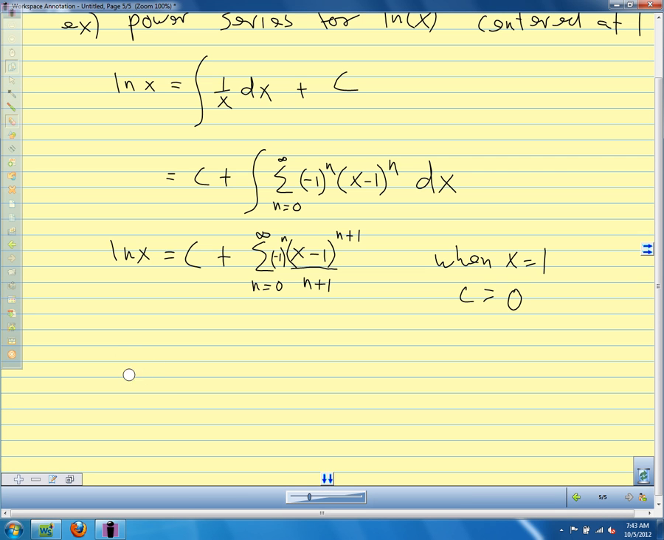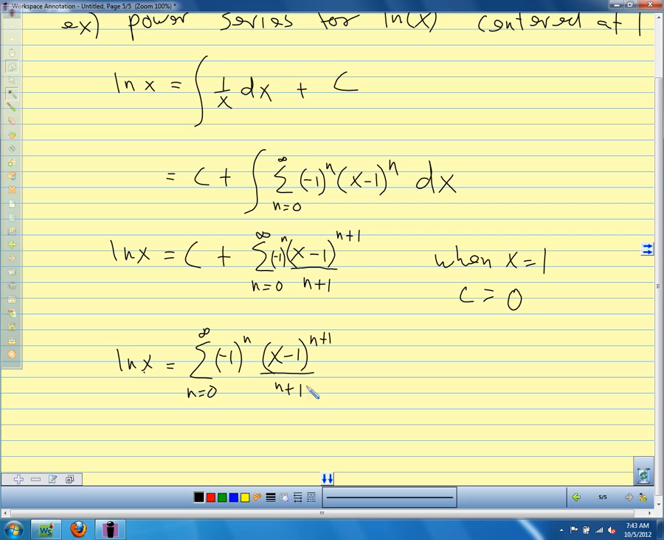So now we have a power series for the natural log of x centered at 1, is this sum. And we found this by integrating a power series that we had found already. So this is how we find new power series. This is how we apply it. And I'll talk a little bit about how we're talking about functions that we're used to working with, but we can use this for functions that are more complicated.